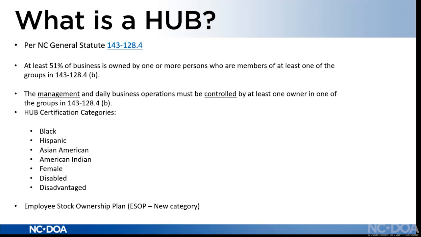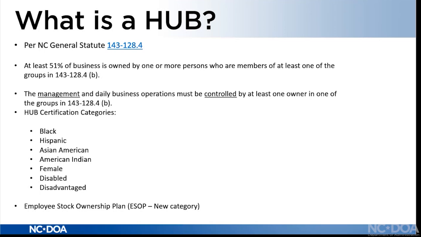So the certification categories are Black, Hispanic, Asian American, American Indian, female, disabled, and disadvantaged. And each company gets one certification. So they have one category that they are certified in. There may be times when somebody falls into different categories, but there's only one certification that they hold.